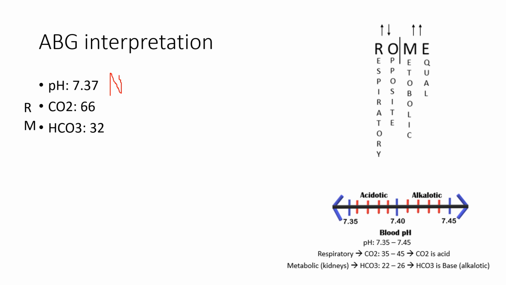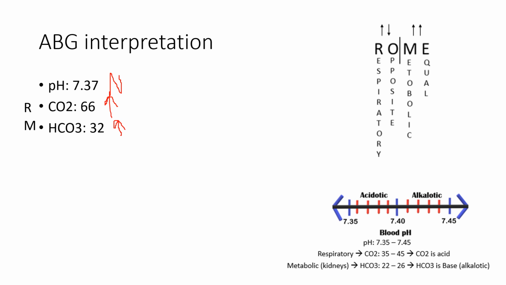Our CO2 is 66. Looking at our CO2 range of 35 to 45, this is elevated. I'm going to do an arrow up. And then our HCO3, which is normally 22 to 26, is 32, so that is also elevated. So when we look at this, we have an elevated CO2 and an elevated HCO3. However, our pH is normal.